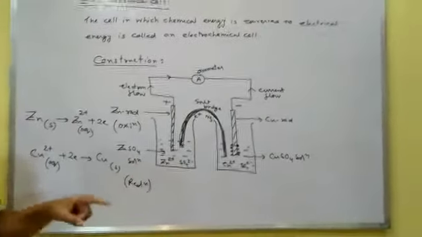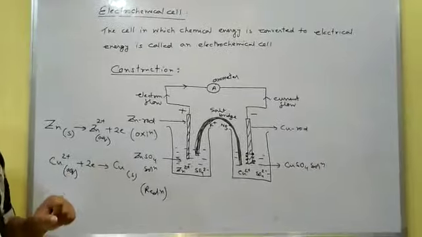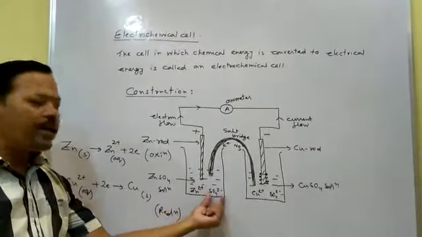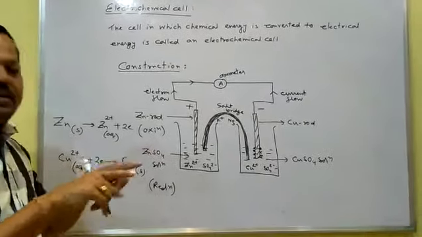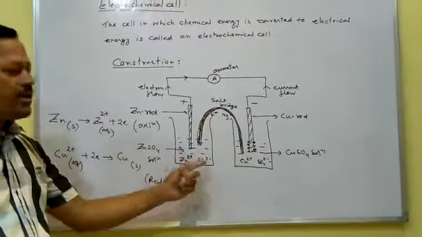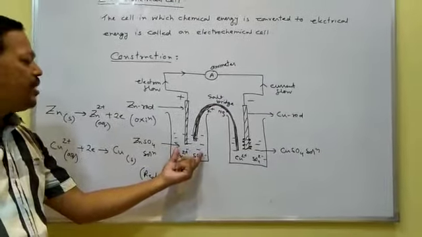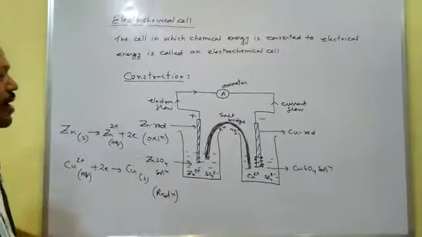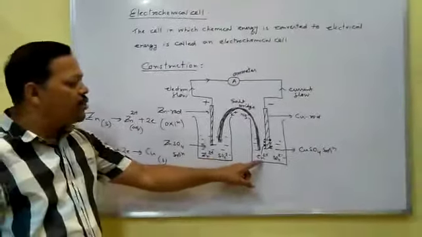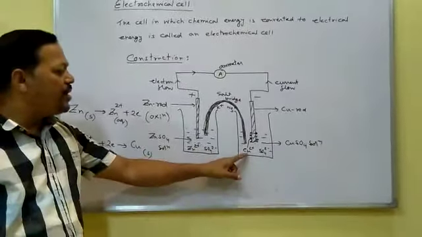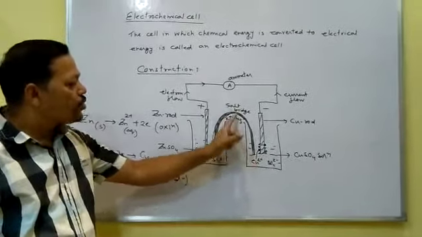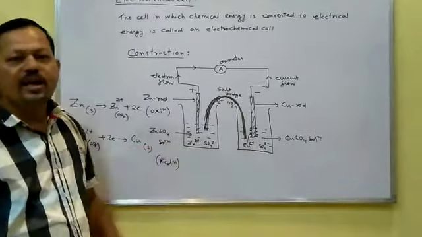So the electrical neutrality will not be maintained. I mean, on this side you will get more cations and fewer anions. To maintain that electrical neutrality, some anions will come from the salt bridge, and it will maintain the electrical neutrality. Similarly, here Cu2+ ions go to the rod. I mean, here a deficiency of cations takes place, and to maintain that electrical neutrality, some cations will come from the salt bridge, and it maintains the electrical neutrality.